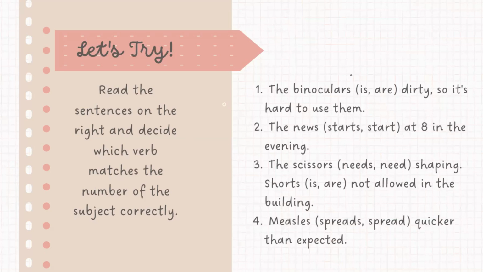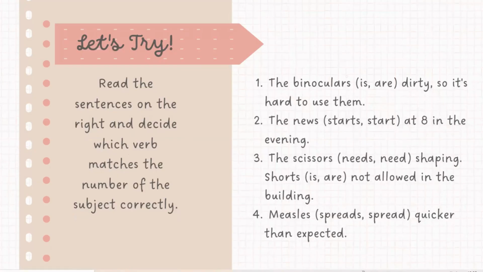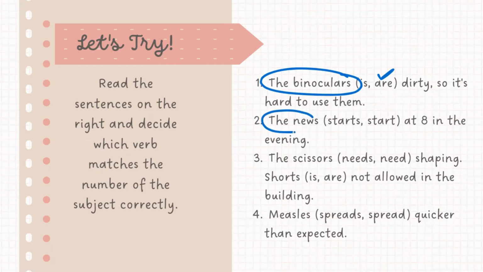So let's have a small worksheet over here. The binoculars, of course, binoculars are in plural form, so I'm going to use a plural verb. The binoculars are dirty, so it is hard to use them. The news is a singular form, so I will be using the singular verb. The news starts at 8 in the evening. The scissors, again, it is in the plural form, so I'll be using a plural verb that is need. The scissors need shaping. Shorts, again, a plural subject, are not allowed in the building.